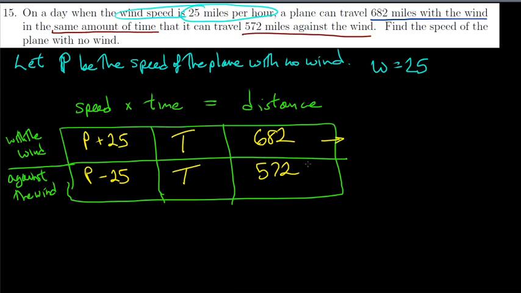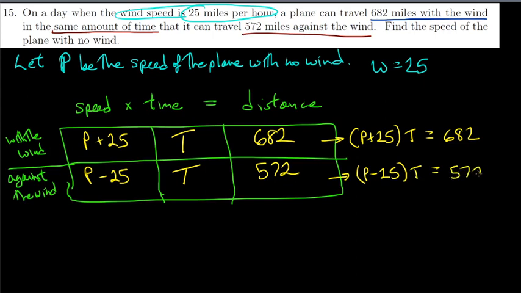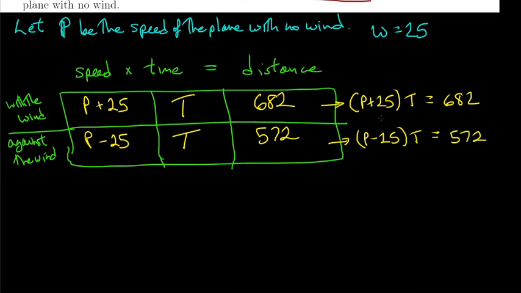All right, so this might be a little confusing because we don't know what T is. But let's write the equation, right? This is going to be P plus 25 times T is equal to 682. For the bottom equation, you're going to get P minus 25 times T is equal to 572. So we have two equations, right? But we still have two variables.